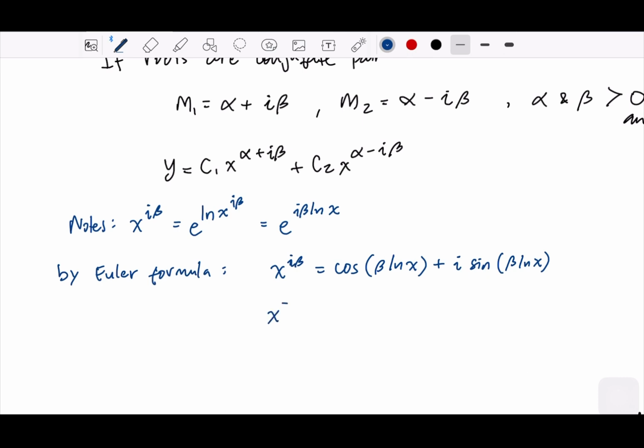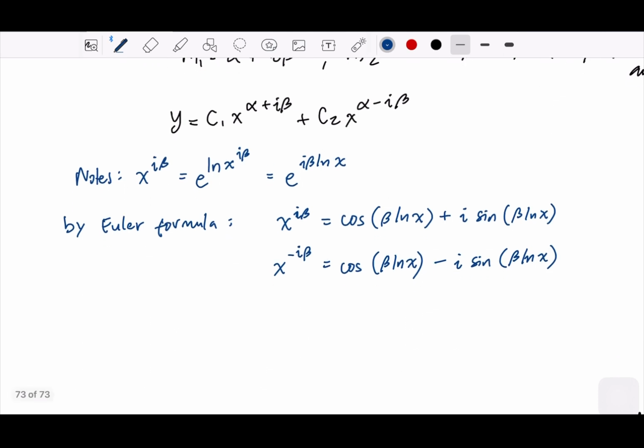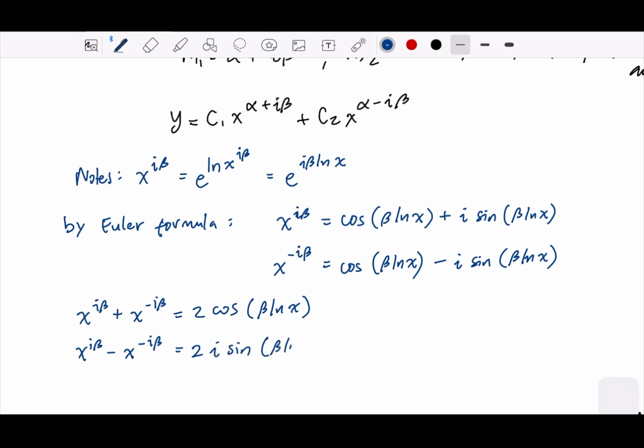And if we have the negative counterpart, okay. Now we add these two and subtract these two. So when we add, we have 2 cosine beta ln x, okay, because the other component is canceling, and we subtract these two. So we are going to have 2i sine beta ln x.